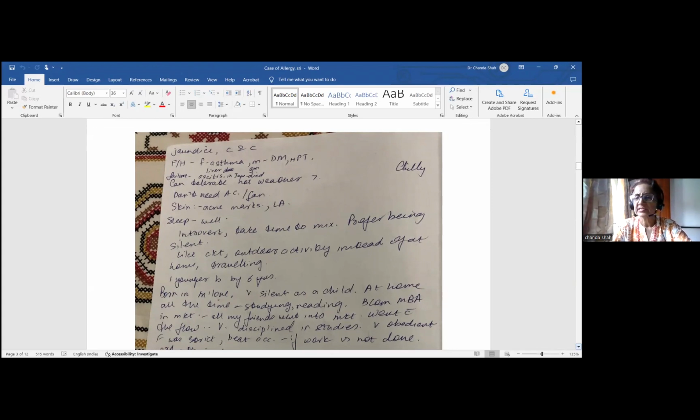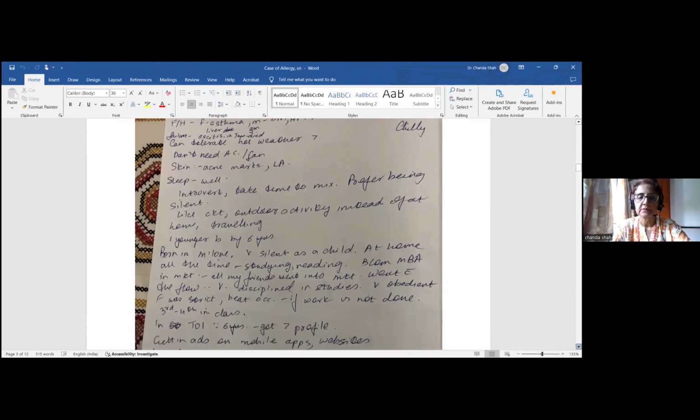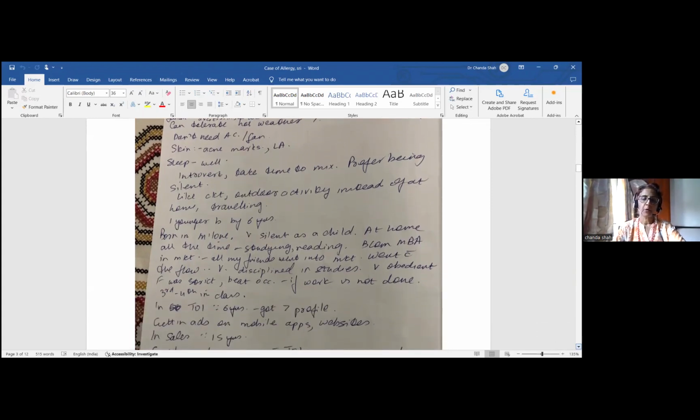So then I'm pushing him to talk a little bit. So since I was born in Bangalore, and I used to be very silent as a child. Even now he's an introvert. So at home, he used to be home all the time. Either he would be studying or reading. And he's done his BCom and MBA in marketing. So he said, all my friends went into marketing, so I also went into marketing. I just went with the flow.